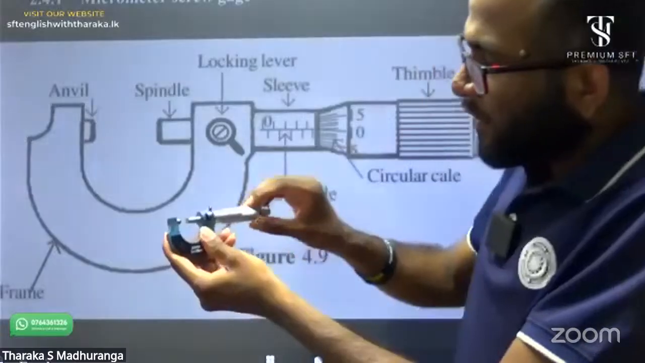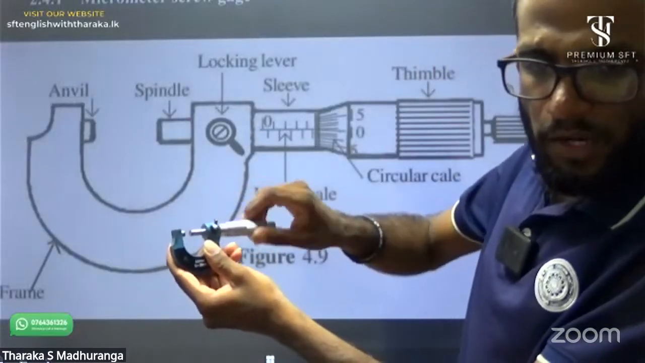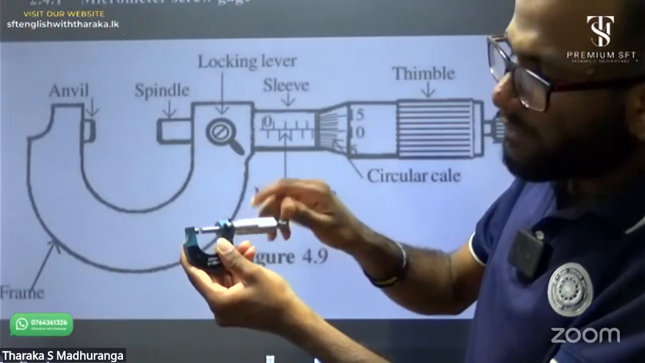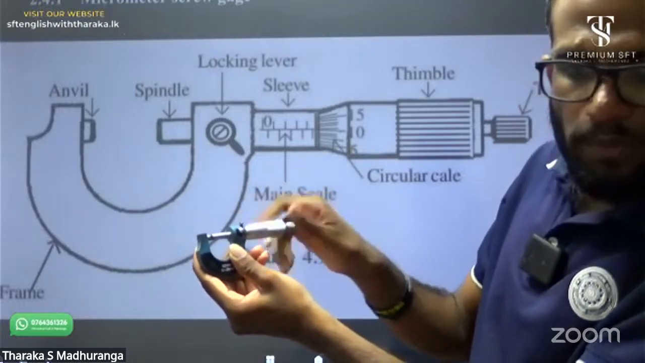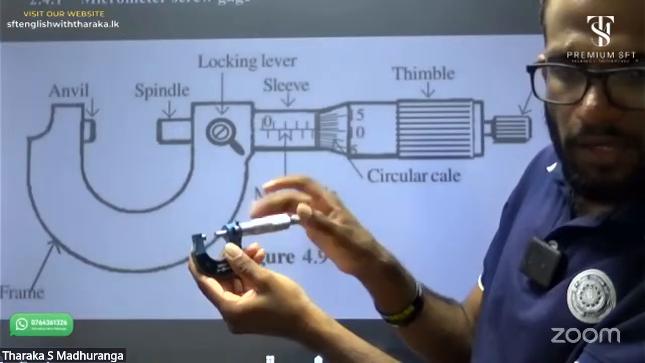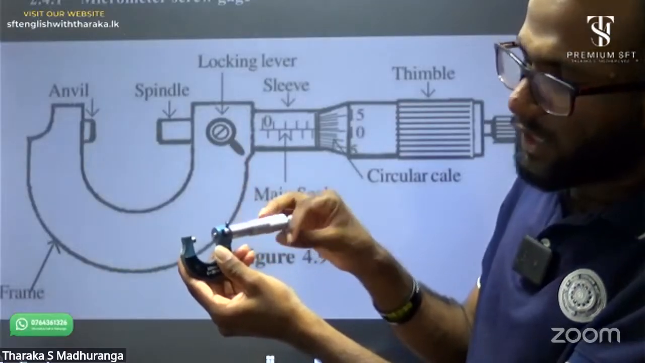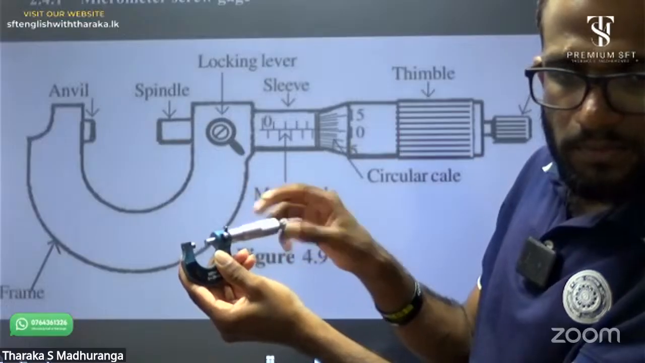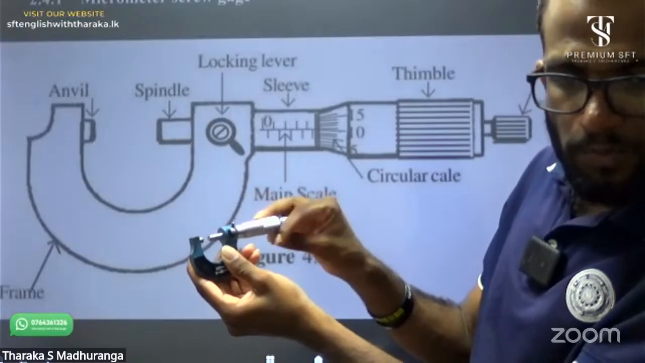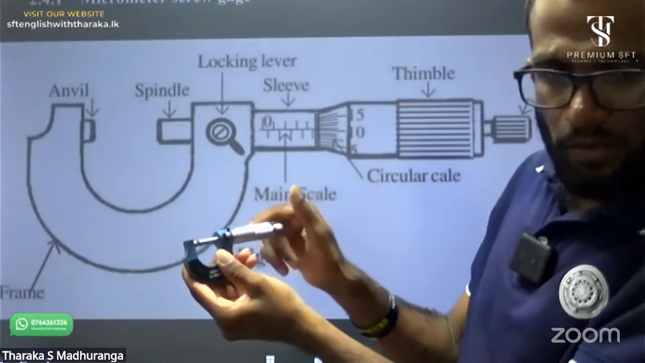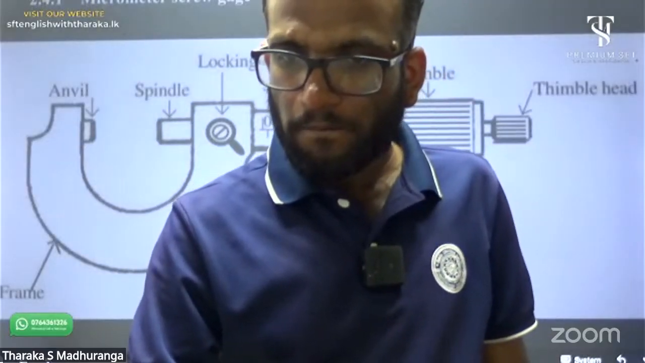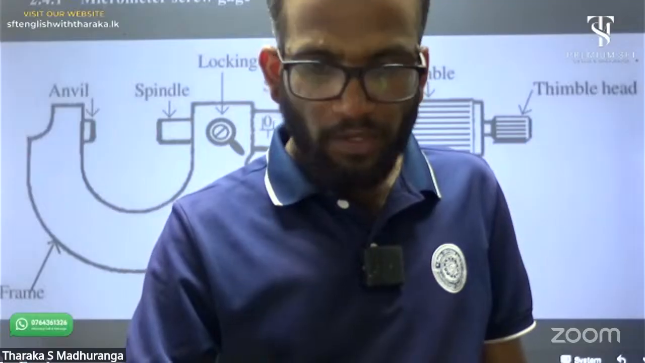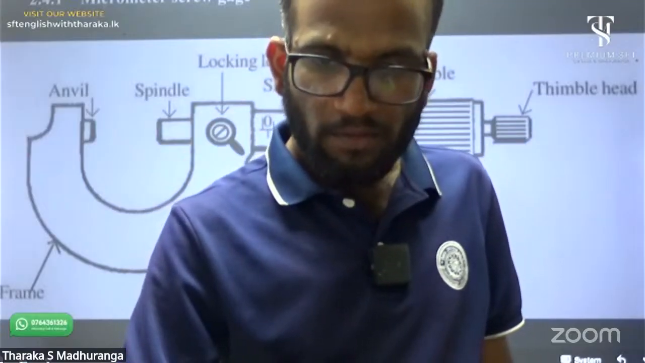Now understand, when I rotate this circular scale, what happened to the anvil? Sorry, the spindle. Anvil is a fixed part. What happened to the spindle? It is moving, right? It's movable. When you rotate the circular scale, it is moving. Okay, I will show it very clearly. That's very important. Remember, now three parts I explained.